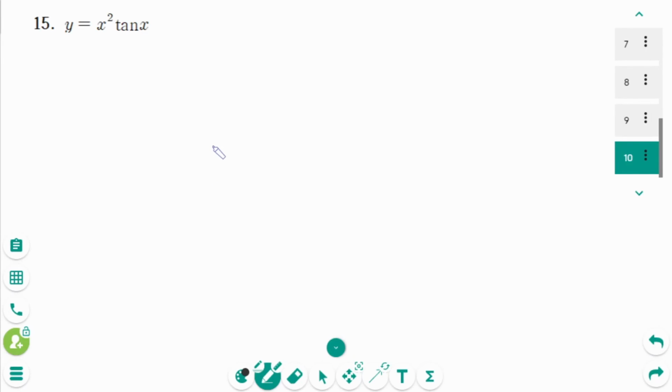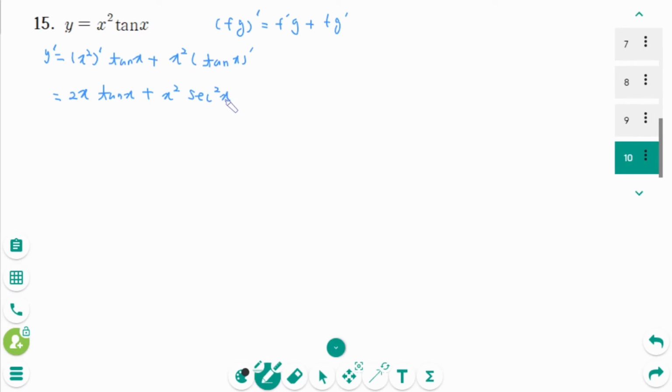Number 15, use the product rule: f g prime equals f prime g plus f g prime. Then y prime equals x squared prime times tangent x plus x squared times tangent x prime. X squared prime equals 2x, tangent x, plus x squared times tangent x prime, which equals secant squared x.